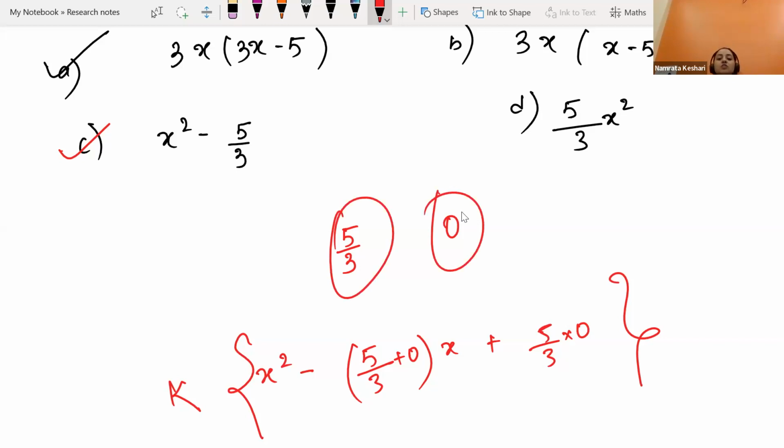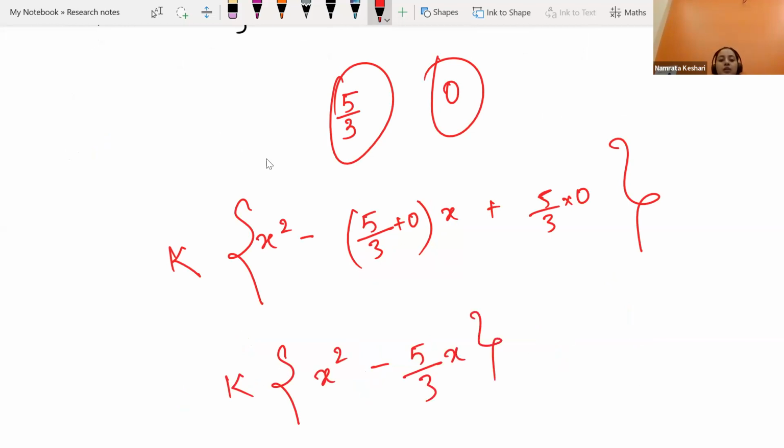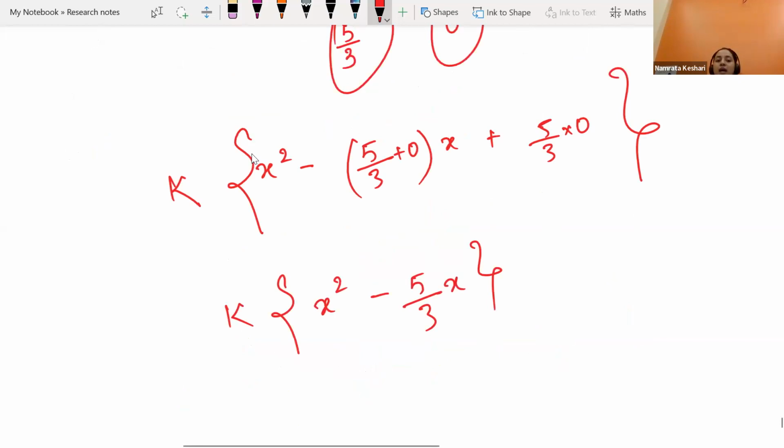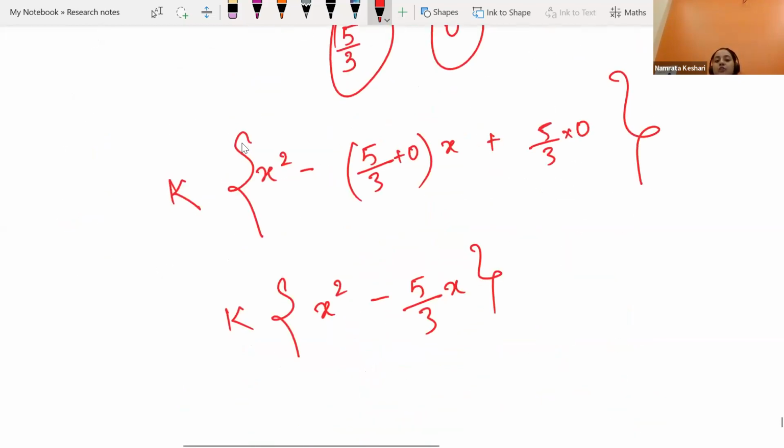Now the question is what to take as a value of k. Let's write it as it is. We'll have x squared minus 5 by 3 x, and 5 by 3 into 0 is just 0. Now we will try matching it with the options, 1, 2, 3, or which. We can also write it as 3x squared minus 5x by 3.